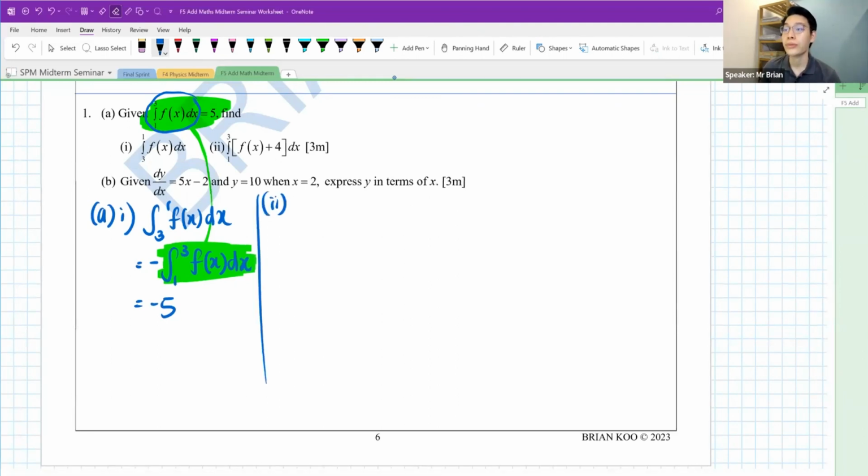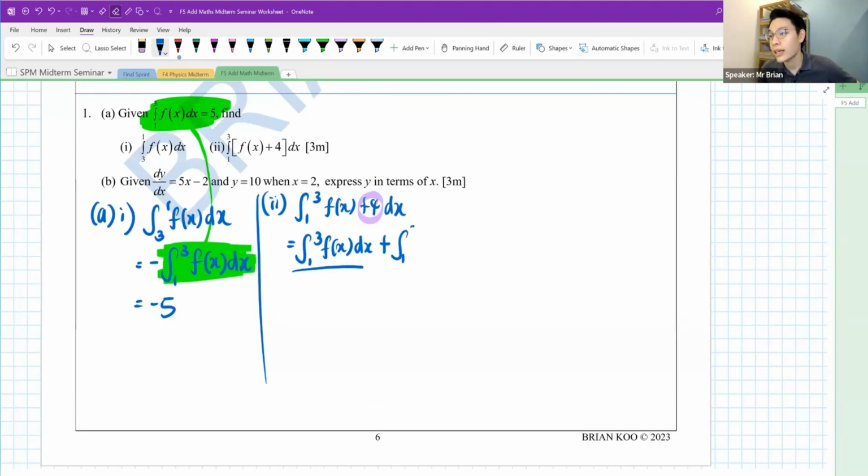Then part 2, I copy the question again. For this one, I got this extra 4 here that I don't want, so I have to split them up. You show them how you split. You say you integrate the f(x) first, and then plus integrate the 4 later, like this. Why do I want to split? Because this one looks like the green color one again, which has a value of 5.